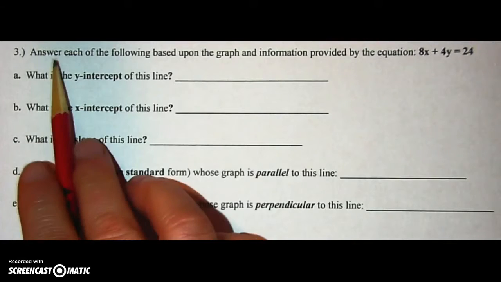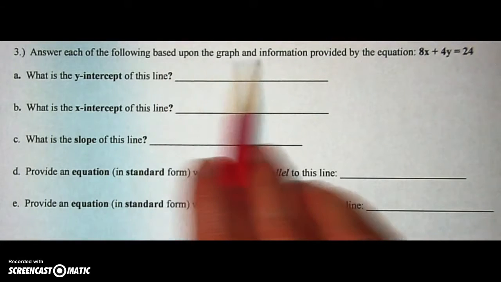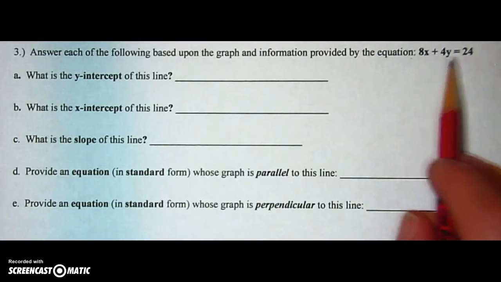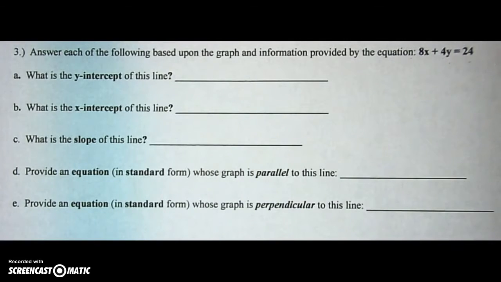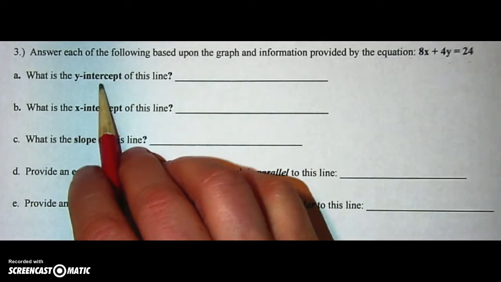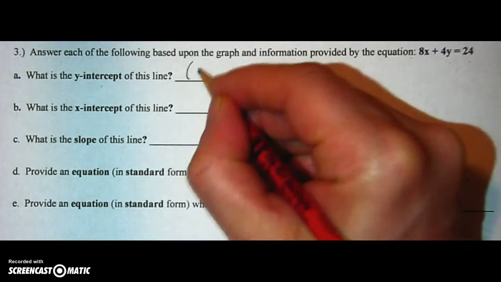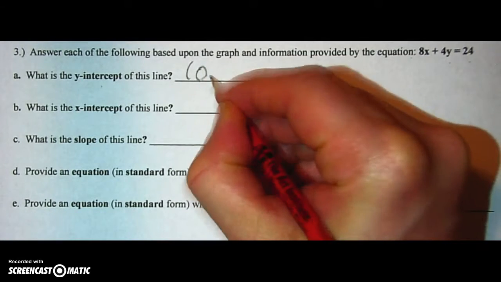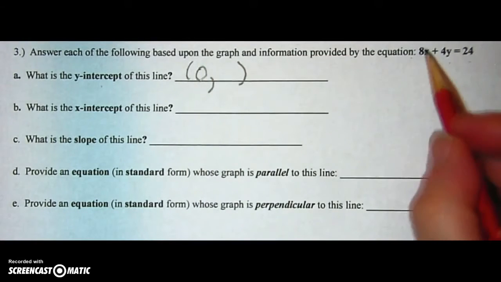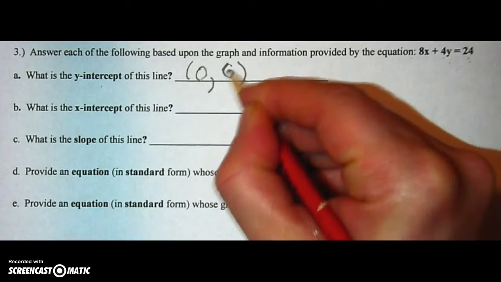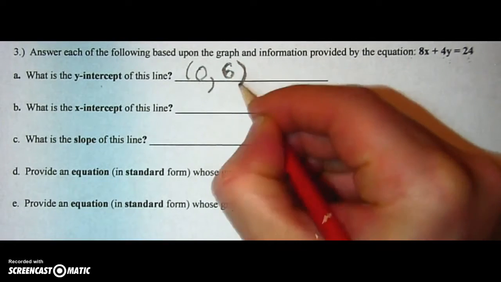Question number 3, we're told to answer each of the following based upon the graph and information provided by the equation 8x plus 4y equals 24. So what is the y-intercept of this line? Well, we know at the y-intercept, we're looking for y, so x is 0, and we want to find out what y is. So x is 0. 4 times what equals 24? 4 times 6 equals 24. So there is our y-intercept.